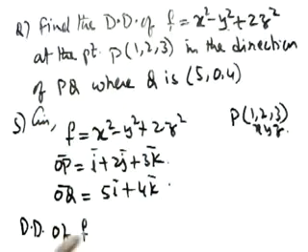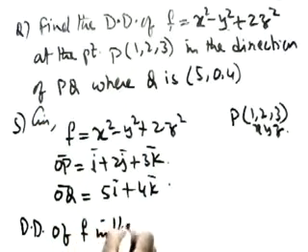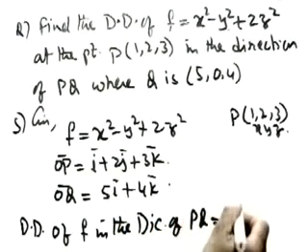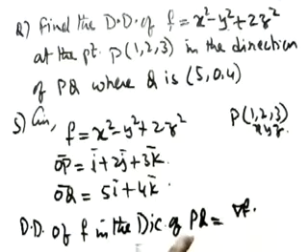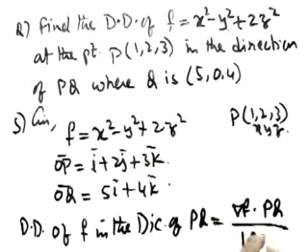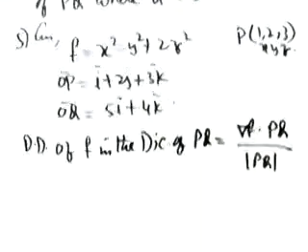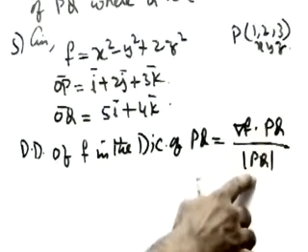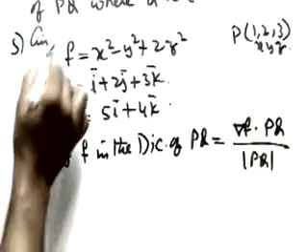In the direction of PQ, the directional derivative of f in the direction of PQ equals, what's the formula? Del f dot a, and in place of a we write PQ divided by mod of PQ. So what are the things we have to find? First let me find del f, then PQ, then mod of PQ.